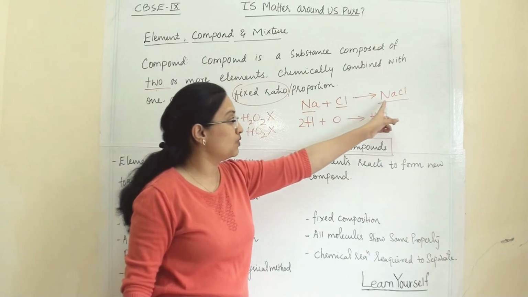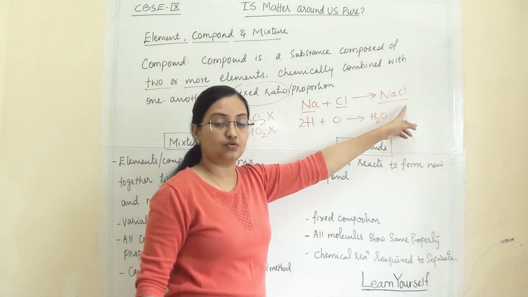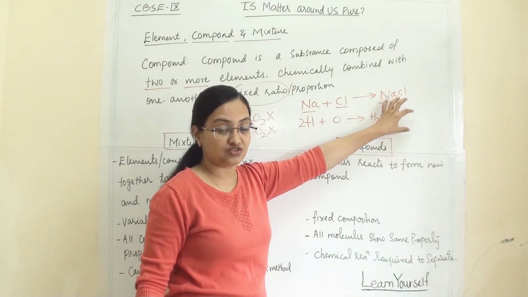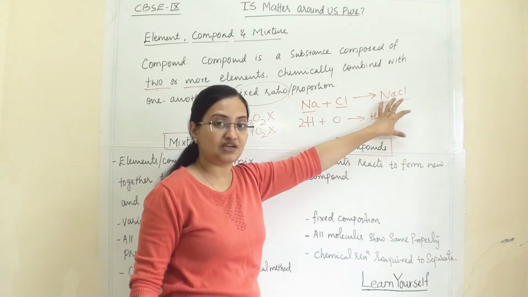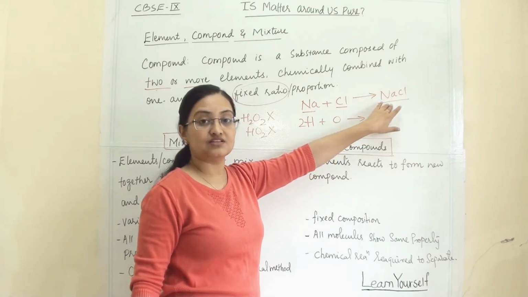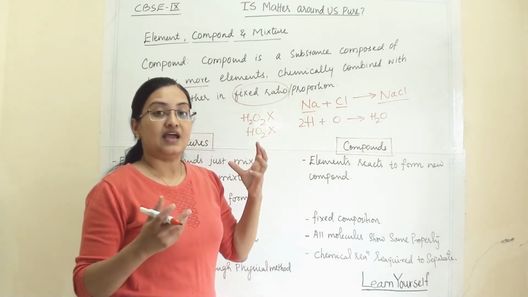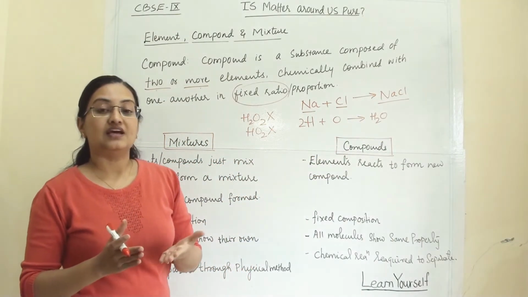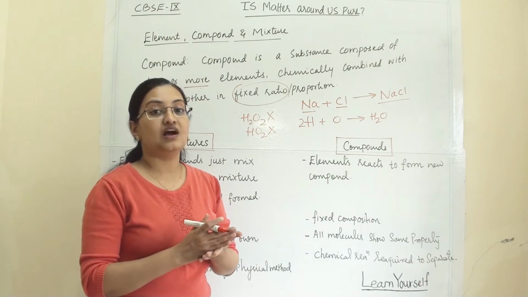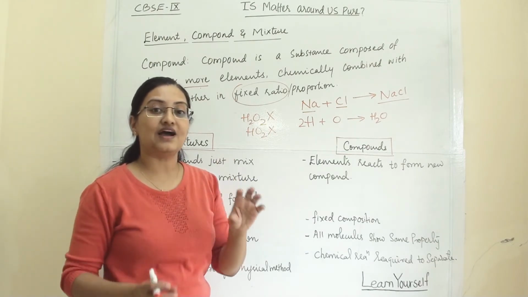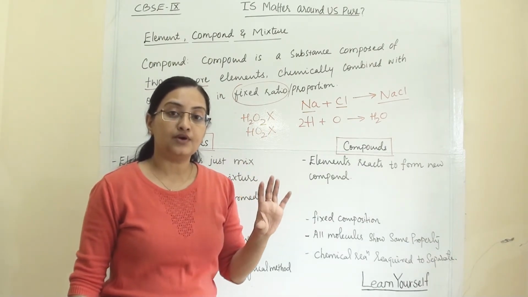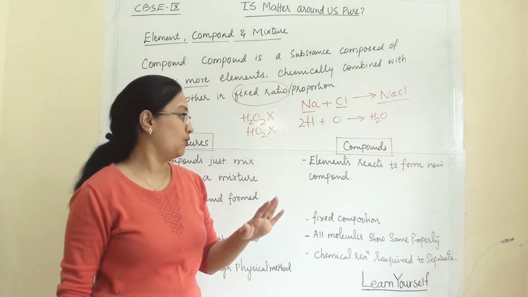Here also, one atom of sodium and chloride are connected with each other with a chemical bond, and they will give us sodium chloride. So it is fixed. Whenever any chemical compound is there, its molecular formula is fixed. Then only that specific particular compound will form.